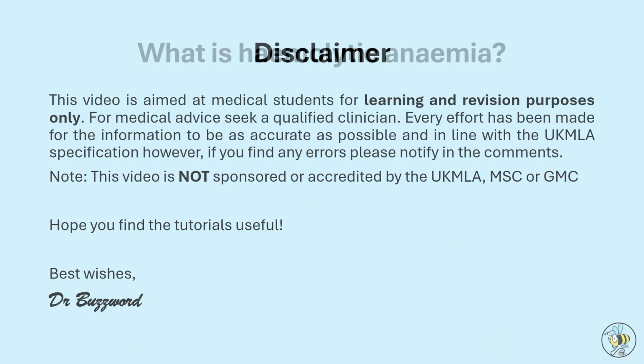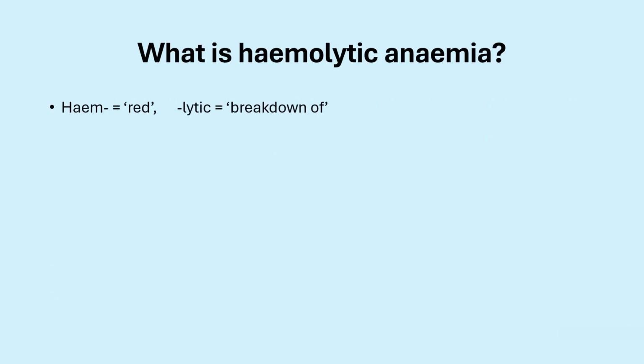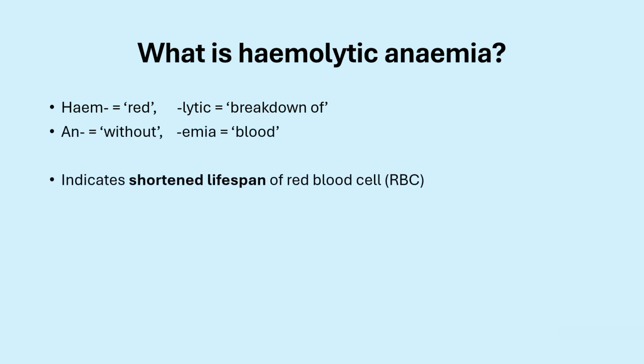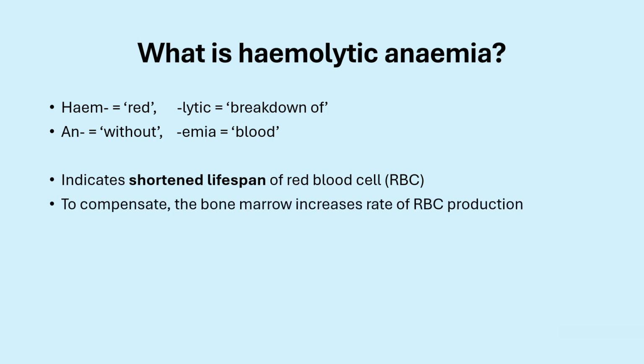Best wishes. So what is hemolytic anemia? Etymologically, hemo means red, lytic means breakdown of, an means without, and emia means blood. Essentially, in hemolytic anemia, red blood cells are broken down earlier than normal, resulting in a shortened lifespan. To compensate for this, the bone marrow increases the rate of red blood cell production.